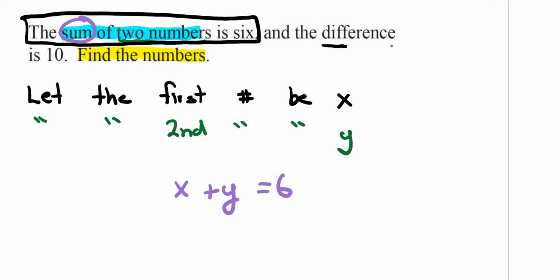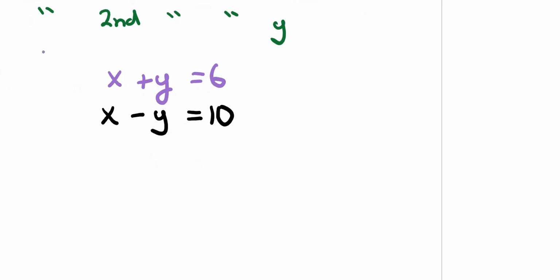And then it says the difference. Difference means subtract. The difference is 10. Find the numbers. So the difference between x and y, that means x minus y would equal 10. And there you go. Those are your two equations. If you want to label these as 1 and 2, you can. And we're going to use the elimination method here to solve for this.